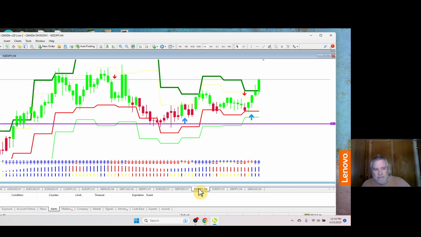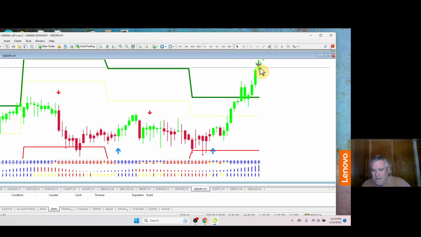New Zealand yen is making a push up on the 4 hour. The 1 hour is trying to make a sell. It's got 17 more minutes, so that might not do anything. Like I said, the 4 hour is still showing a push up. So be careful on that, on the New Zealand yen.